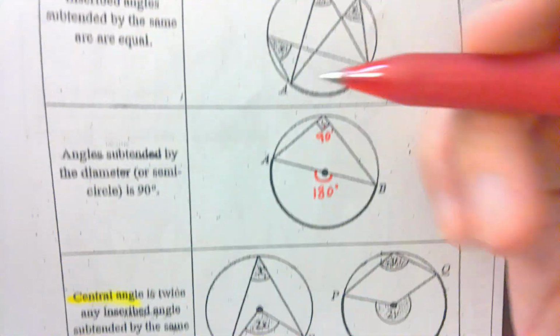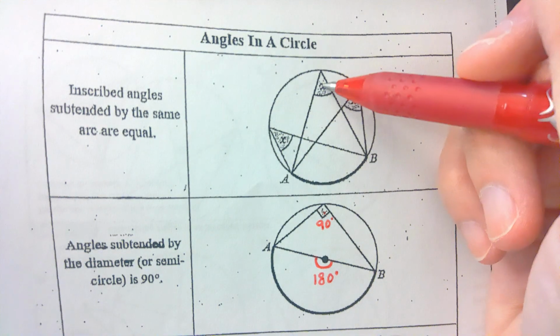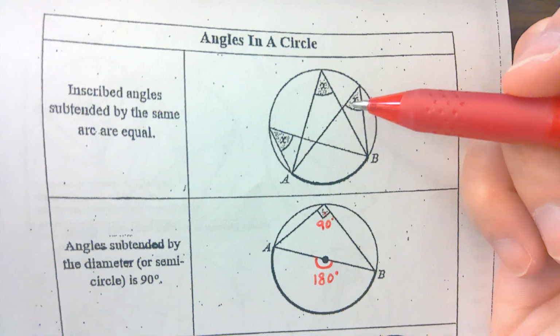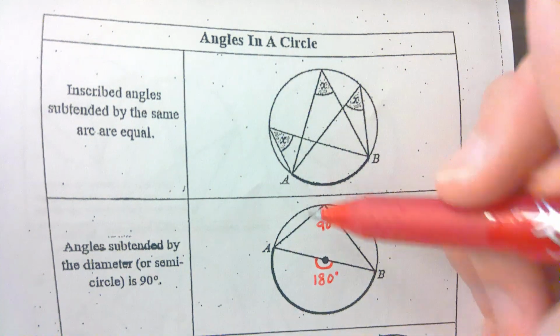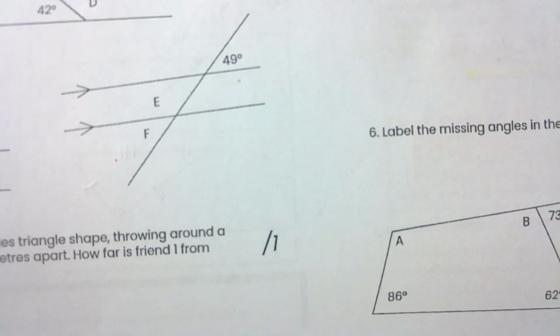Okay. And if I say this inscribed angle is 40 degrees, how much is this one? How much is this one? 40, right? All the inscribed angles bounded by the same arc are equal. Okay, so those are all the terms that you need to know. Let's go over, actually, let's just go over this.